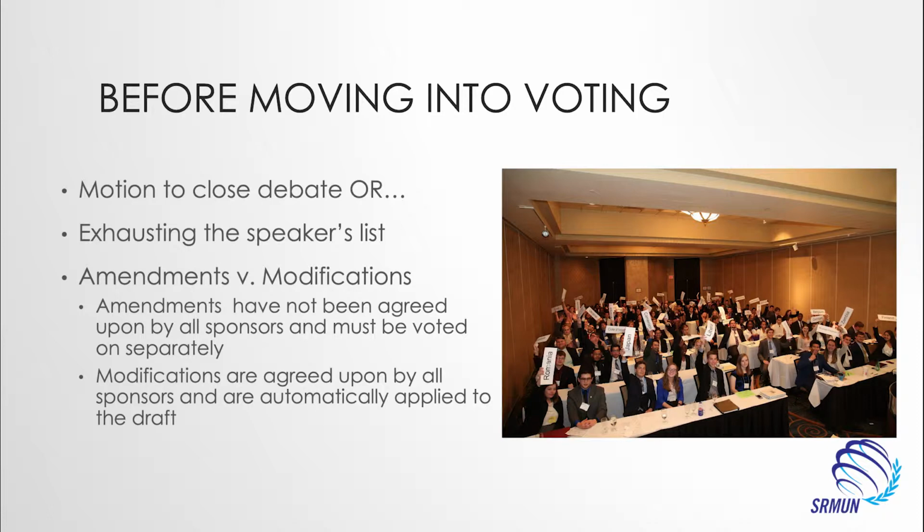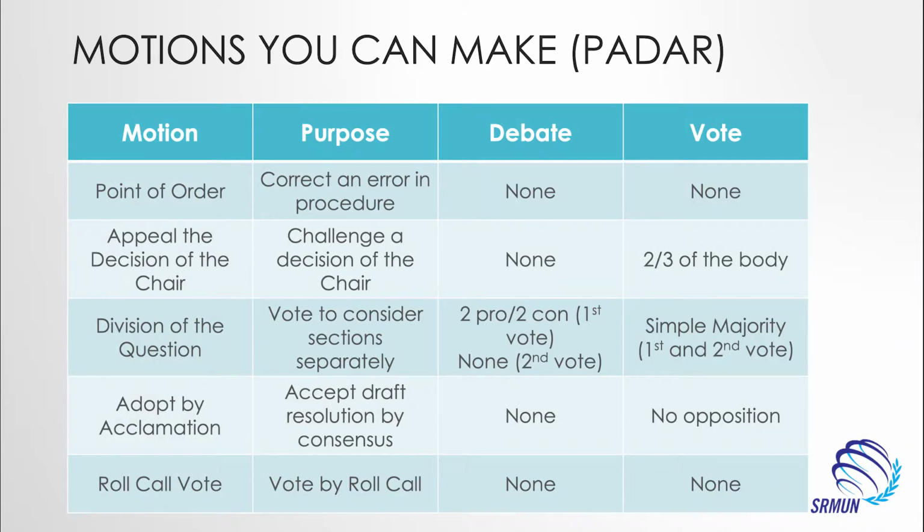With modifications, if one of the delegations is not present, we need the head delegate from the delegation to come to us and say, yes, we approve this modification. We need all delegations present to approve the modification. When in voting procedure, there are only 5 motions that you can make.